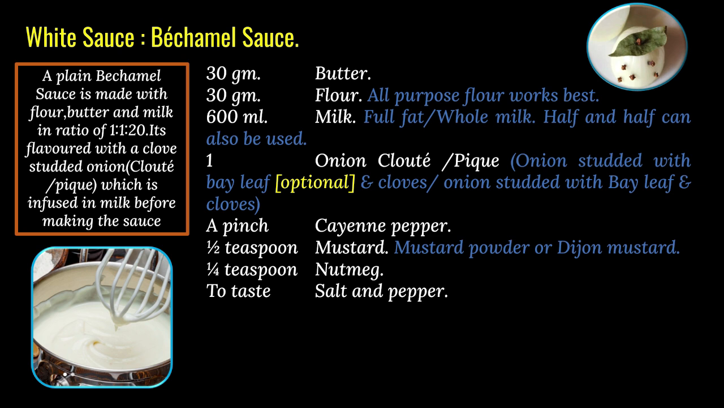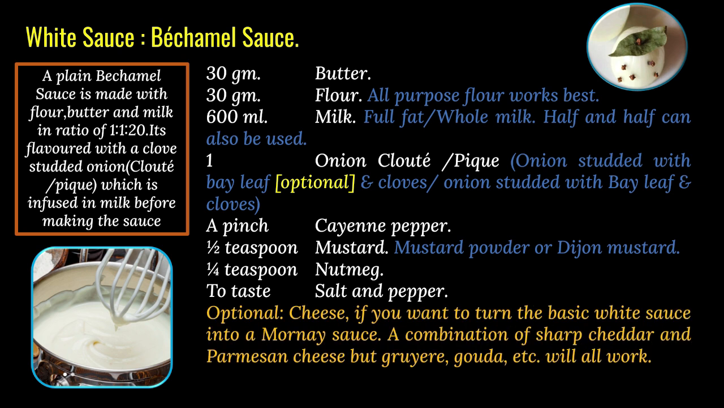You get a sauce which is known as white sauce in English, and in French we call it a béchamel sauce. Optional, if you want to turn the basic white sauce into a Mornay, we are giving you a glimpse of a derivative sauce. This is a mother sauce. If you want to turn it into a Mornay sauce, a derivative, add a combination of sharp cheddar cheese and Parmesan cheese, but Gruyère, Gouda, etc. will also work. It is straight away added. That means béchamel sauce with cheese will give you a derivative sauce, that is Mornay sauce. So this is how the béchamel sauce is prepared.